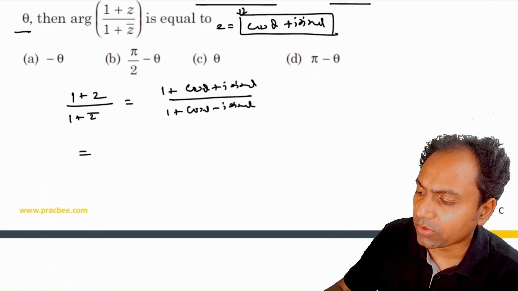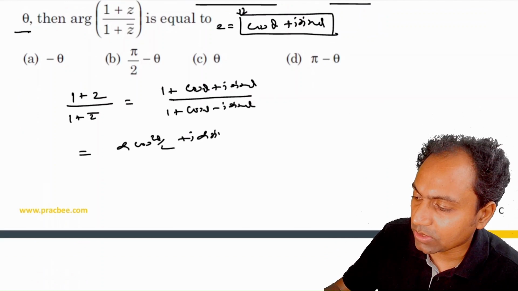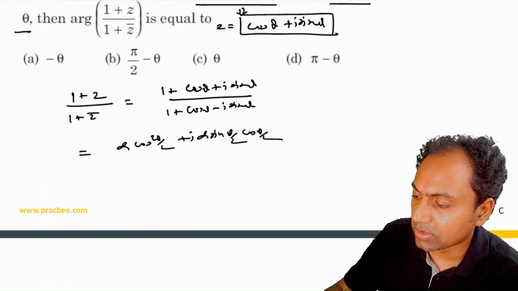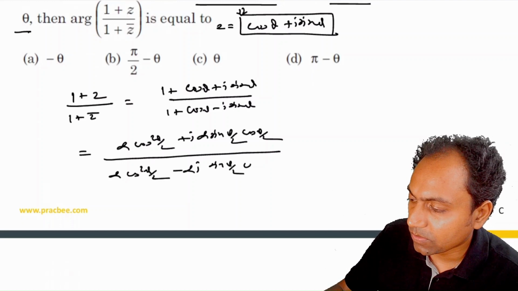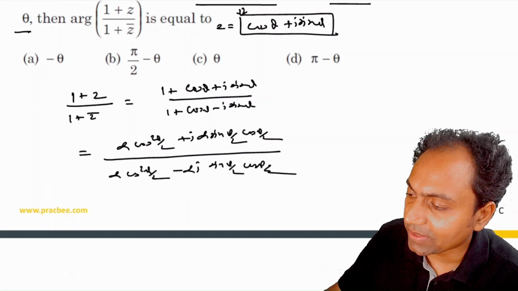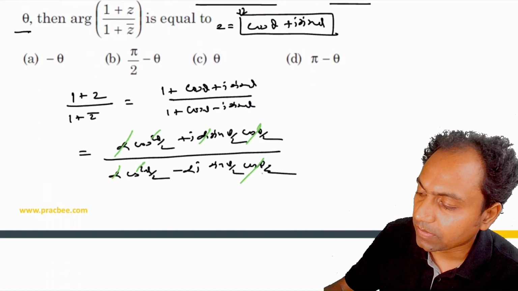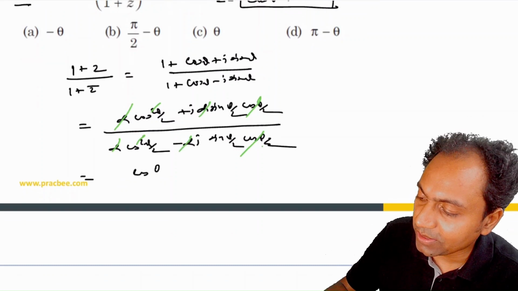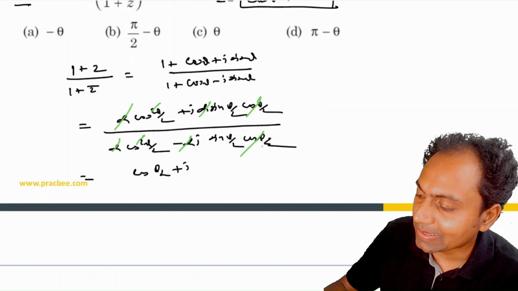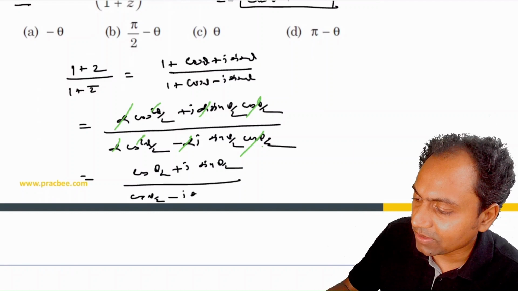And if you simplify, what you get is 2 cos square theta by 2 plus i times 2 sin theta by 2 cos theta by 2 divided by 2 cos square theta by 2 minus 2 i sin theta by 2 cos theta by 2. So if you simplify this, 2 and cos theta by 2 will get cancelled out. And if you simplify this part, it becomes extremely simple. In the numerator, it is cos theta by 2 plus i times sin theta by 2. And in denominator, you have the same expression, but with a negative sign.